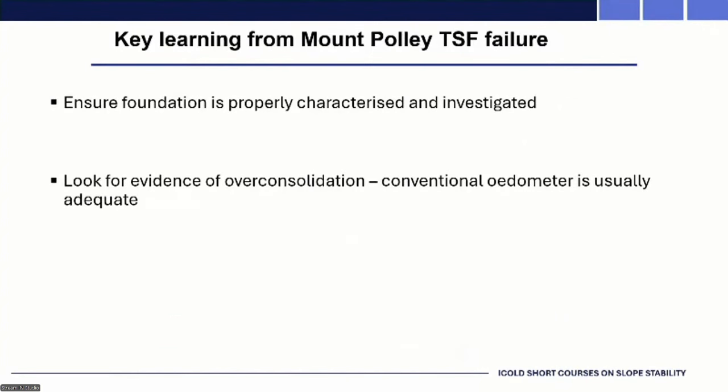So, just in bullet points, in terms of Mount Polley, and not just Mount Polley, but I think it's a universal learning: you need to focus sufficient attention on the foundations as well. It's not just the tailings, even though those could be contractive with poor strengths. And look for evidence of over-consolidation. It's quite an easy thing to do. Just a normal high quality oedometer is all you need. Work out where the pre-consolidation pressure is, and work out what height of tailings dam is likely to give you that or exceed that pre-consolidation pressure.